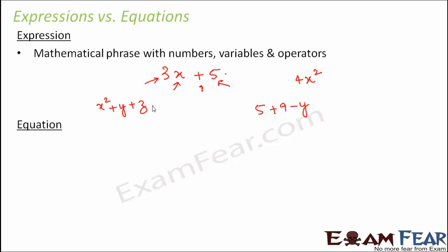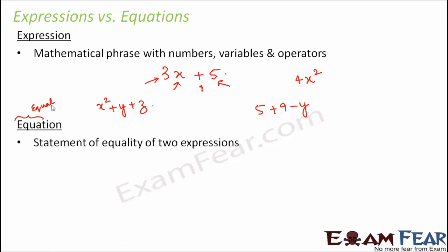Now let us talk about equation. The word equation has come from equal, so it actually talks about equality of something. So an equation is always a statement of equality of two expressions. Now when you have two expressions and an equality symbol in between, what does that try to show? For example, if we take 3x plus 5, which as I said is an expression, is equal to 1. Now this is no more an expression, it became an equation because you have this equality symbol.